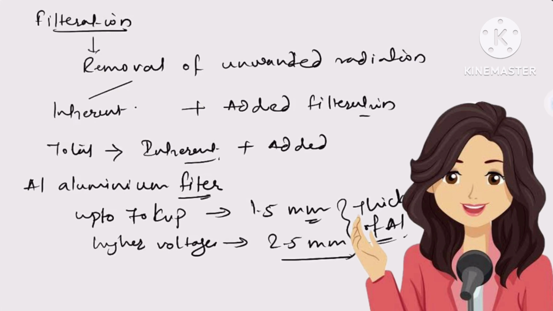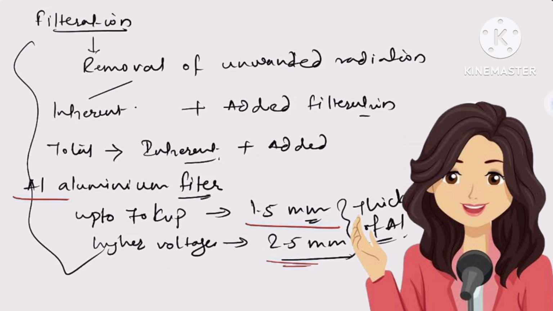All right. Up to this, I hope you understood. So, the aluminum filter is there at the X-ray tube window or tube head window. And the thickness of aluminum that is mandatory for a machine working up to 70 kVp is 1.5 mm. Whereas if the machine is working at higher voltages, then the thickness which we need is 2.5 mm. All right.